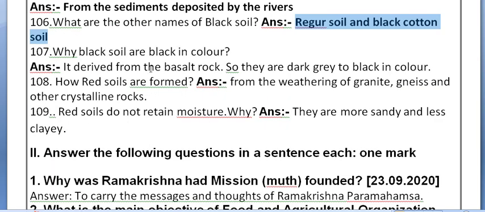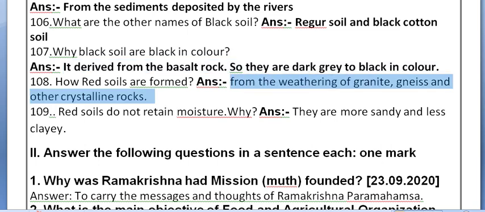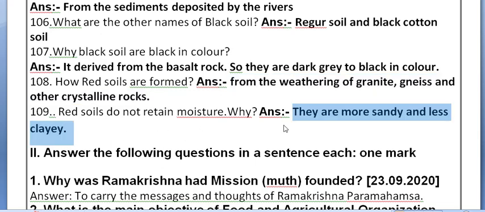Why is black soil black in color? It is derived from the basalt rock, so it is dark grey to black in color. How is red soil formed? From the weathering of granite, gneiss and other crystalline rocks. Red soils do not retain moisture. Why? They are more sandy and less clayey.